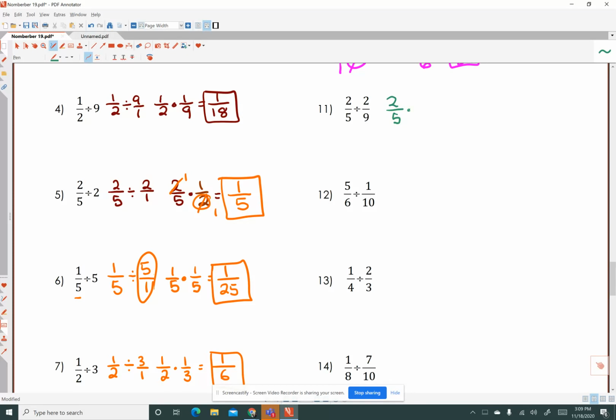2/5 times 9 over 2. We can simplify. 2 is divisible by itself one time. 1 times 9 is 9. 1 times 5 is 5. If we divide 9 by 5, it goes in there one time with 4/5 left over. And that is our final answer.